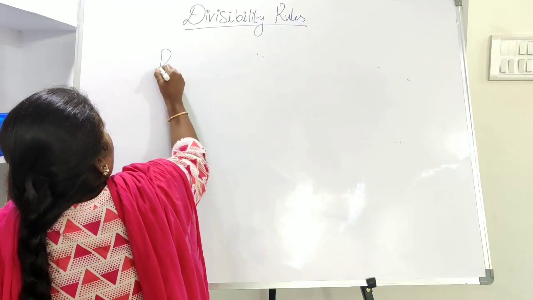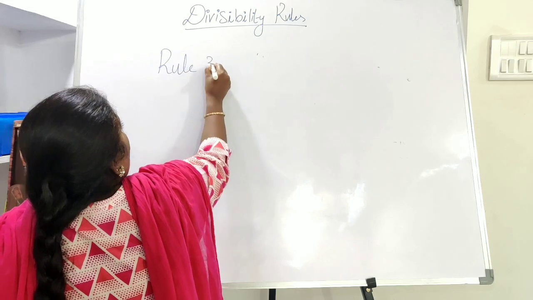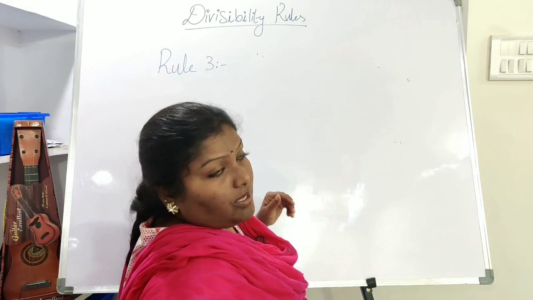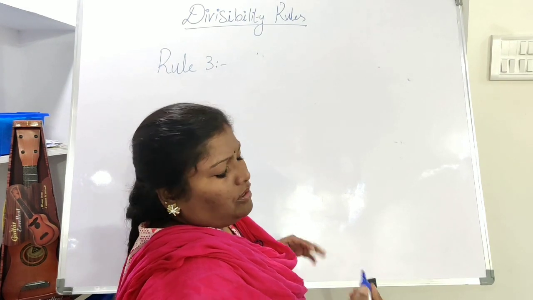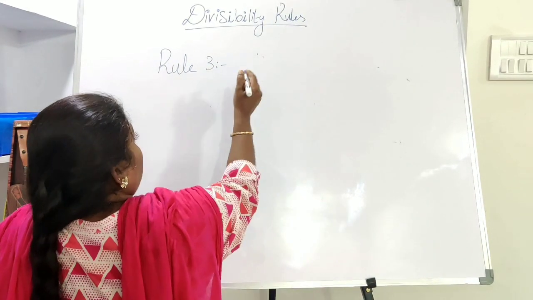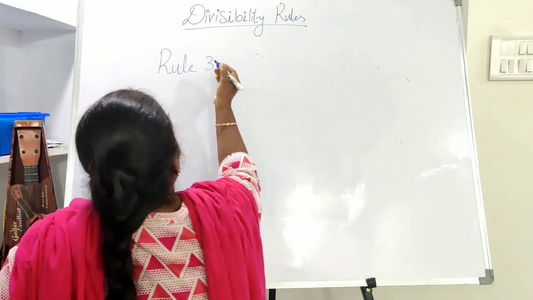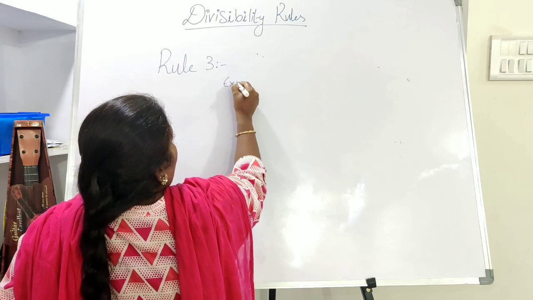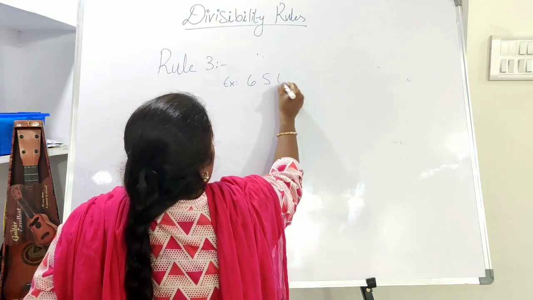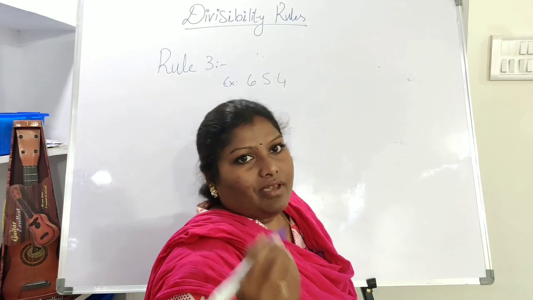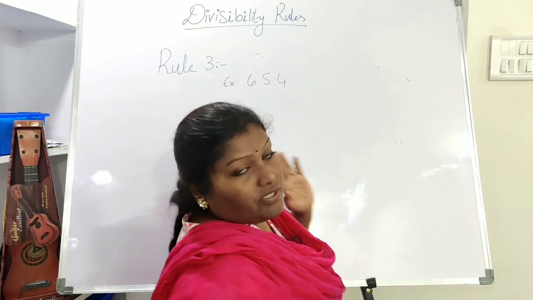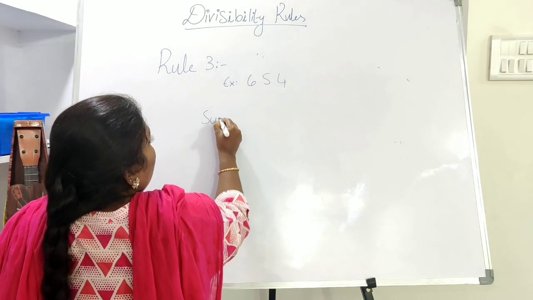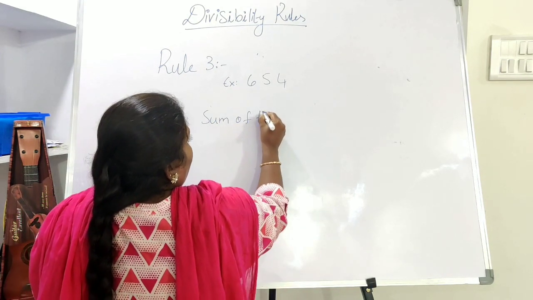Now it is rule 3. What do we have to follow to check whether a number is divisible by 3 or not? It is nothing but the divisibility rule for 3. The given example is 6, 5, 4. For this you have another rule. Here you are not going to look at the units place, but you have to check the sum of the digits.